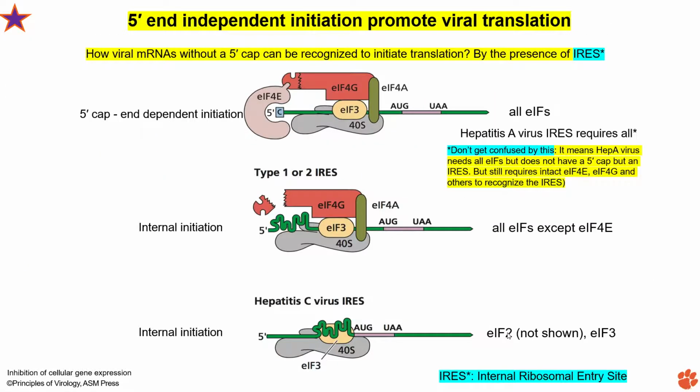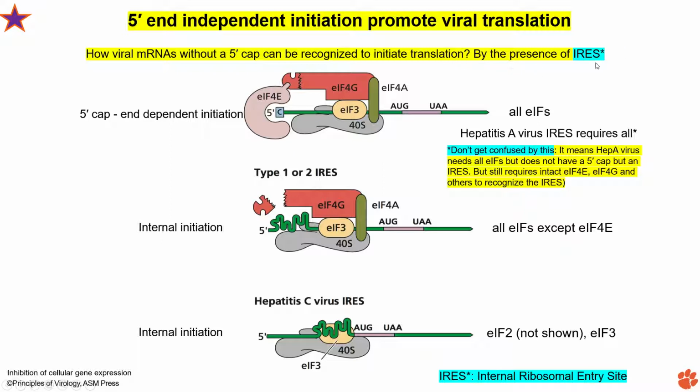All right. So here we have another question on the 5' independent initiation to promote the viral translation. So the question could be how the viral mRNA without a 5' cap can be recognized to initiate the translation.